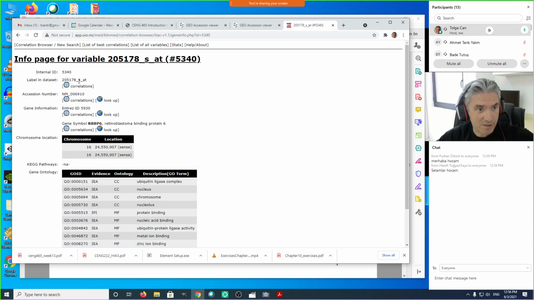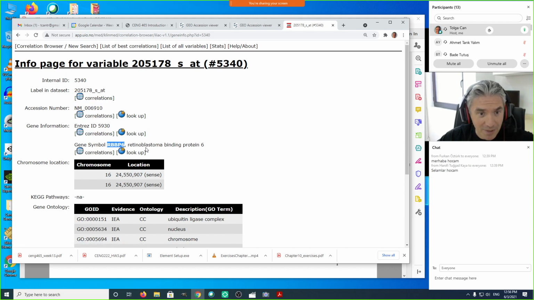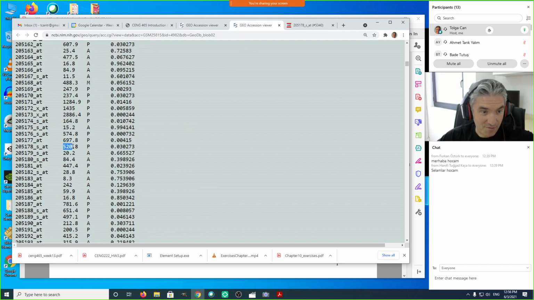So this is the label in the data set. This is its accession number in terms of gene name, Entrez gene ID. So this is the RBBP6 gene. It's actually retinoblastoma binding protein 6. So the entry here, 520 as the intensity, says that this gene was active. If you look at these values, they range from 0 to some large numbers like thousands, but a value of 520 tells us that this gene was present.